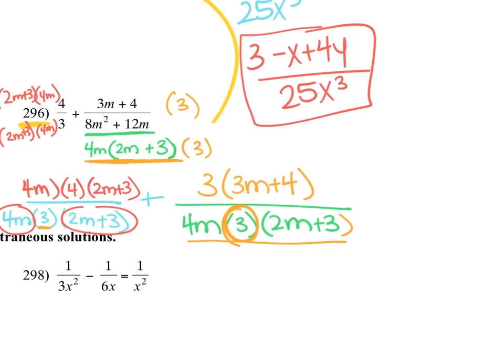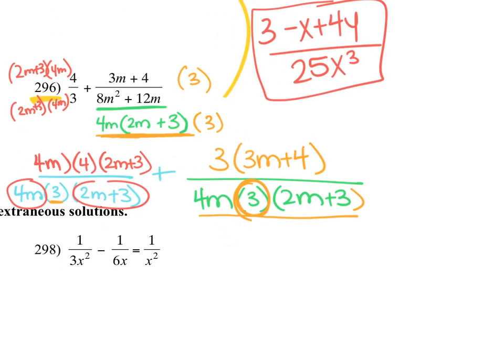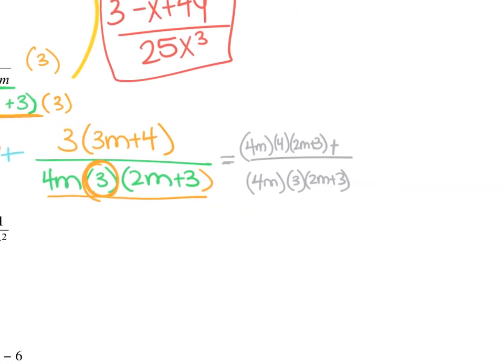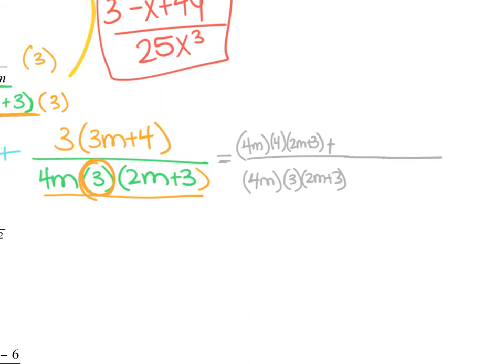So now that they're the same denominator, I'm going to go ahead and put it all under 1. So equals 4m times 3 times 2m plus 3. And my first one would be 4m times 4 times 2m plus 3, plus, and I'm going to move this over, make this longer, plus 3 times 3m plus 4.